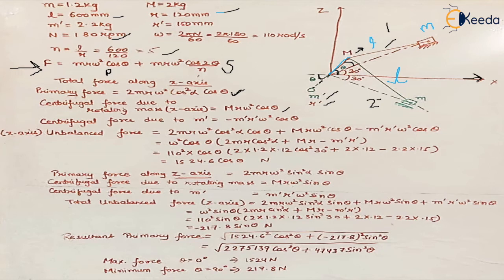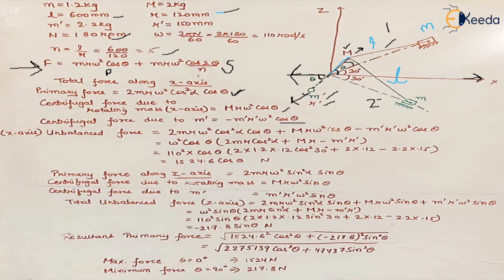The third one is the balance mass which we are using, which is m dash. So it is also rotating at some speed. So the horizontal component is this force, right? Which is in the direction opposite to the direction of the centrifugal force produced because of the crank mass or the masses at the crank pin. So this is negative of m dash r dash omega square, and because the force is produced here, m r omega square, along the x-axis it will be cos theta. So the total unbalanced force on the x-axis will be the sum of all the three forces.